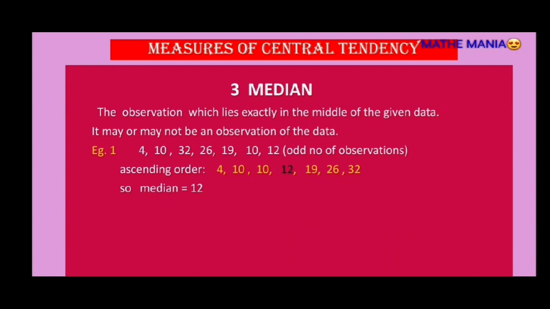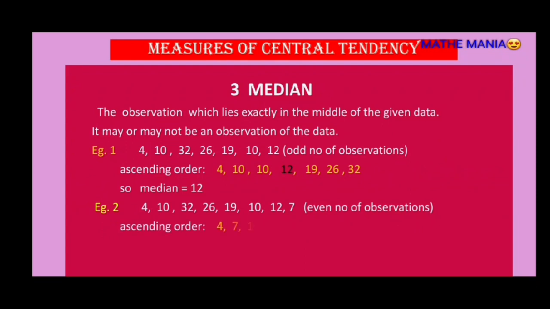Now when the number of terms is even, like in this example, when we arrange the data in ascending order, we get two middlemost values. Like here, we have two values, 10 and 12, because 3 are less than these and 3 are more than these. In this case, median is the average of these two numbers. That means we will add 10 and 12 and divide by 2. So 11 is the median.